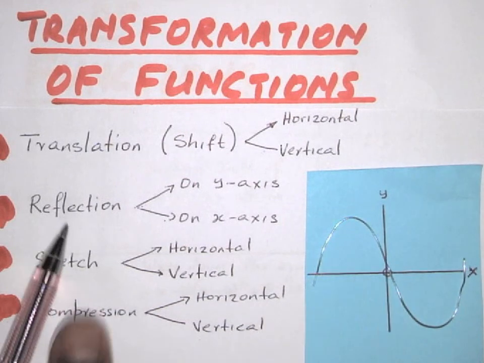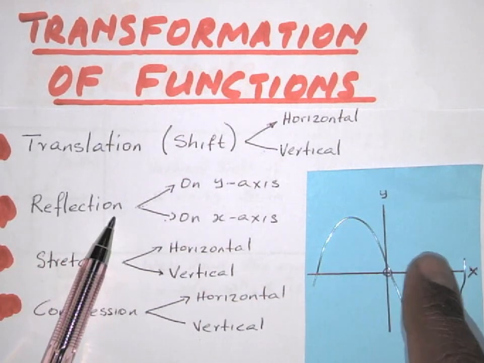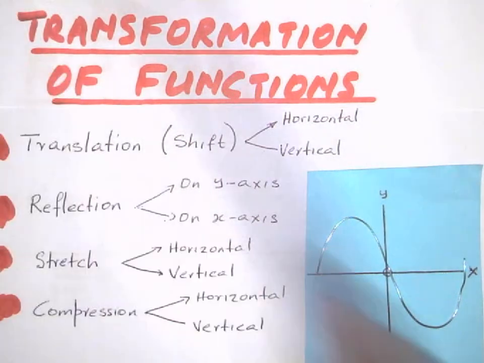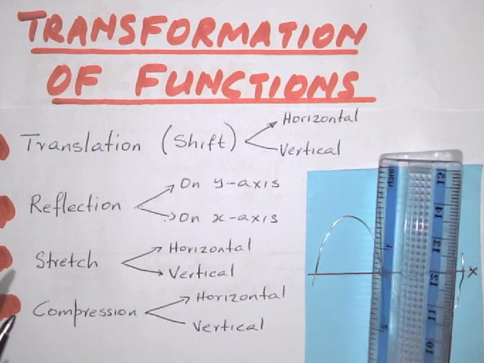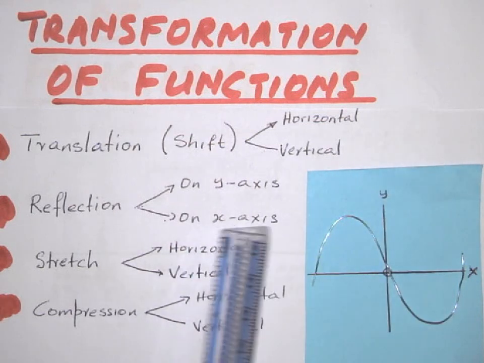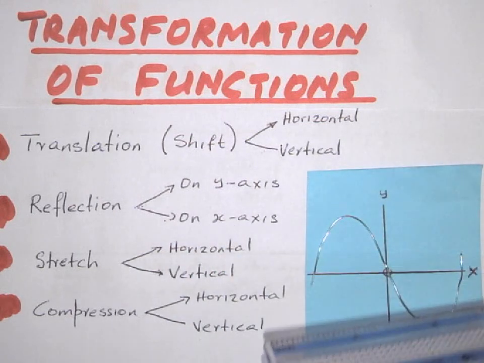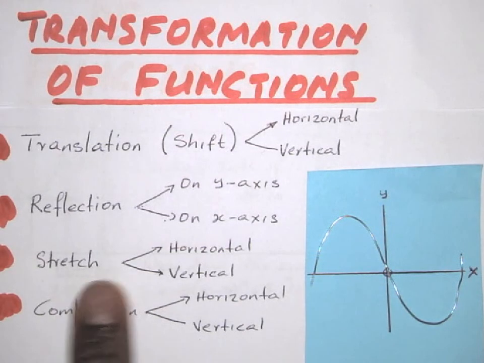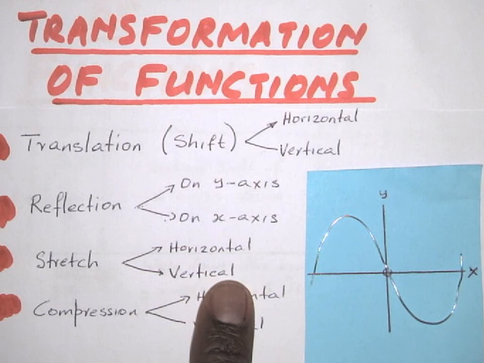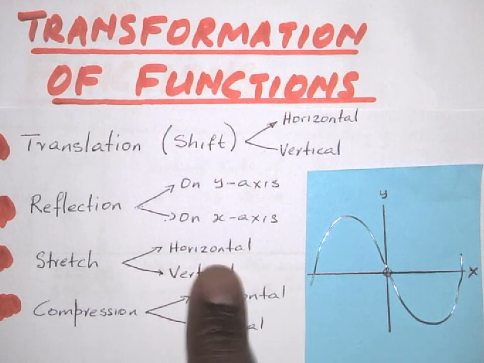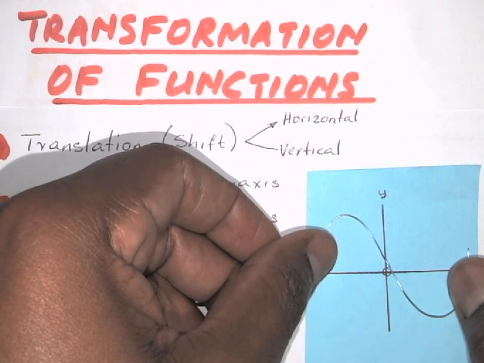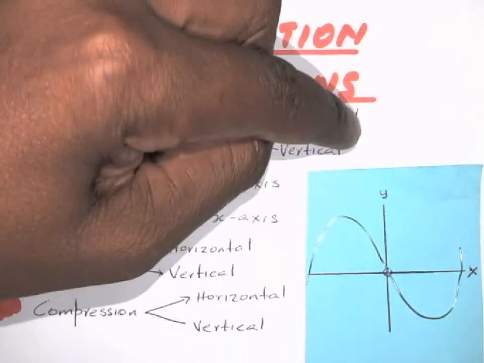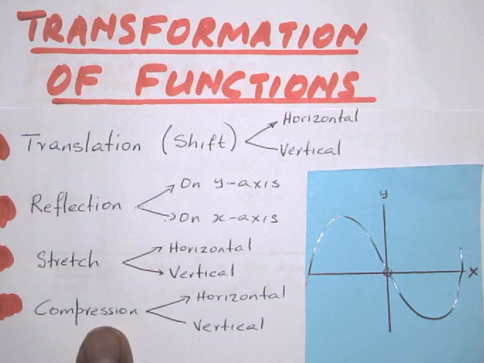The next one would be reflection. If we have to reflect this either on the y-axis, so we'll reflect this along the y-axis like that, or we'll reflect it on the x-axis, we'll reflect it like this. The other one will be stretch, horizontal or vertical stretch. When you stretch horizontally, it means you are stretching it like so, or when you stretch it vertically, you will be stretching it like that.